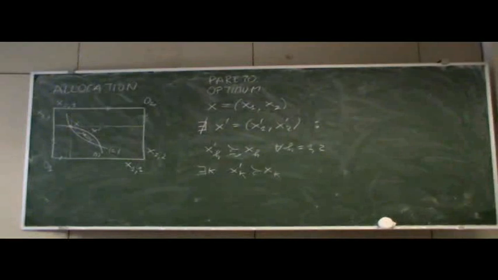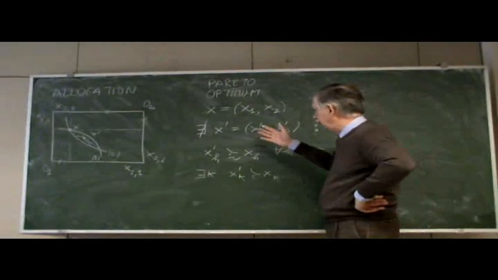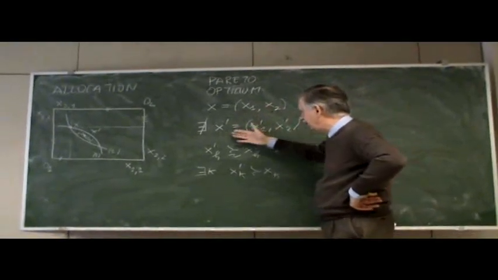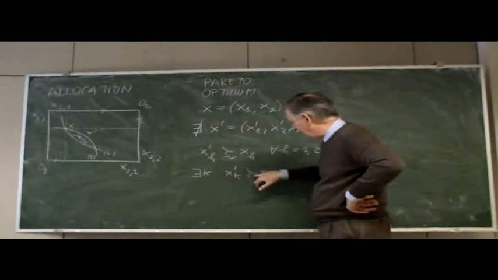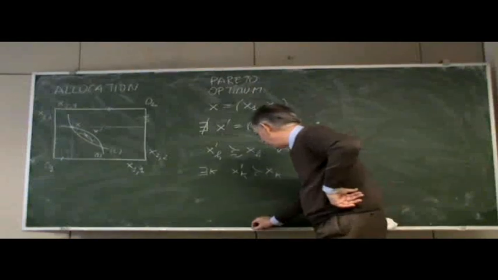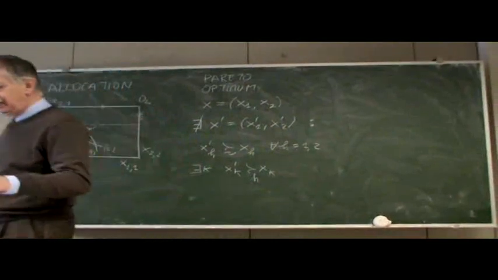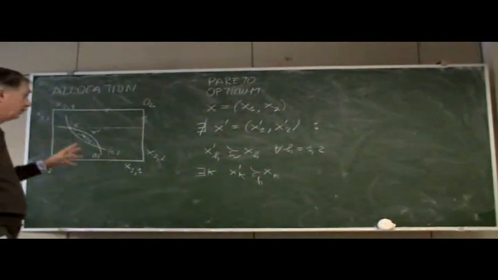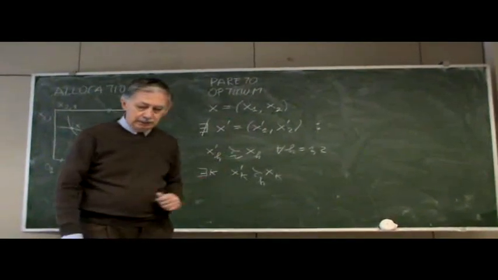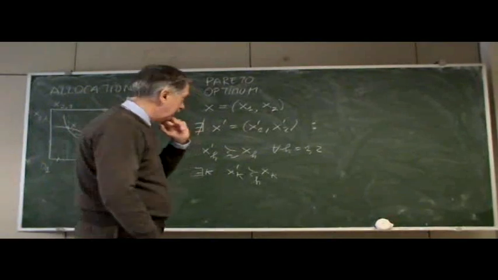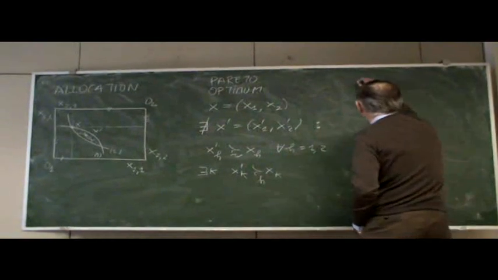This is the strong Pareto optimum, because there is also the weak Pareto optimum. In order to have a weak Pareto optimum, it is sufficient that there not exist an X prime such that for every subject there is a strict preference. But however, let us remain with the strong Pareto optimum as defined here. Now, we can, as usual, represent Pareto optima graphically.